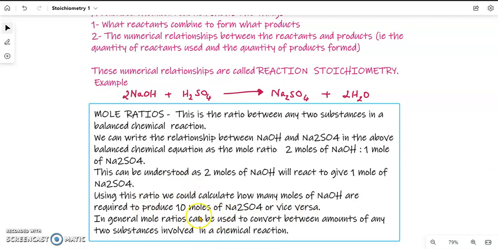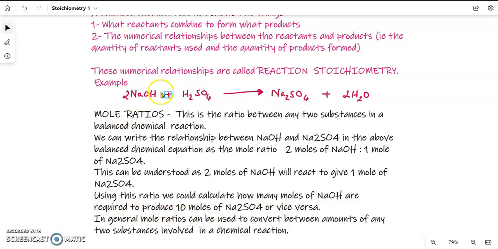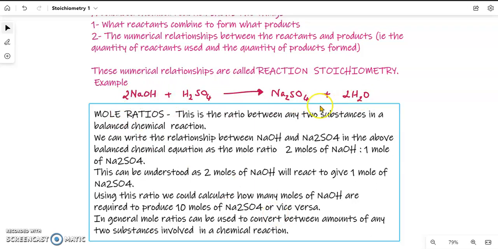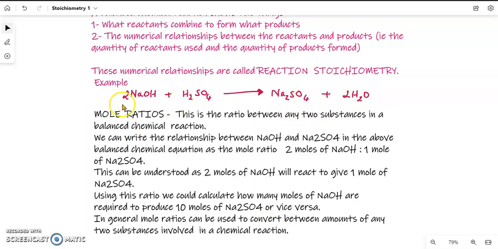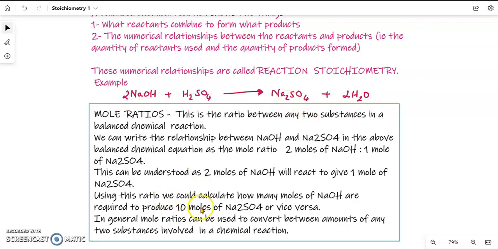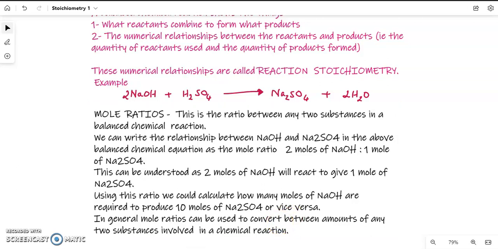Now using this mole ratio, we can calculate how many moles of sodium hydroxide are required to produce, let us say, 10 moles of sodium sulfate. Because we know here 2 moles will produce 1 mole, if you want to get 10 moles, we have to use 20 moles of sodium hydroxide. Then only we can get 10 moles of sodium sulfate, and vice versa. So in general, mole ratios can be used to convert between the amounts of any two substances involved in a chemical reaction.